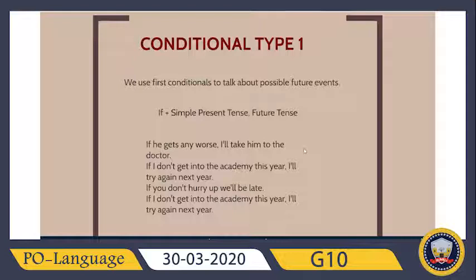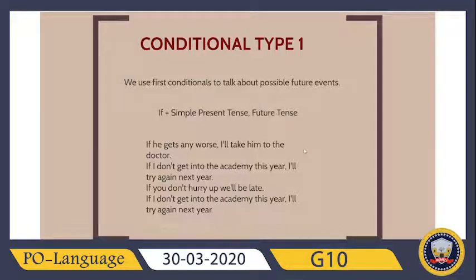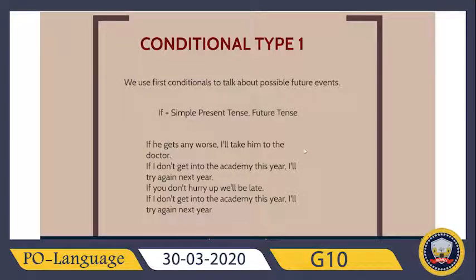Fine. I hope that you enjoyed the video because it was very explicit. So now let's jump on to the type 1 conditional, okay? We use the first conditional to talk about possible future events. Here's the structure: if plus simple present tense, you will have future tense.